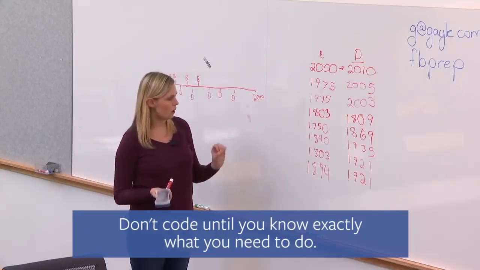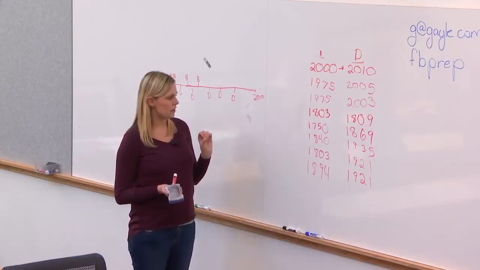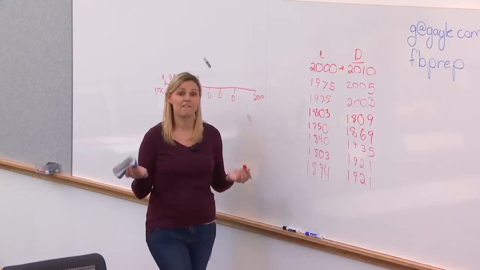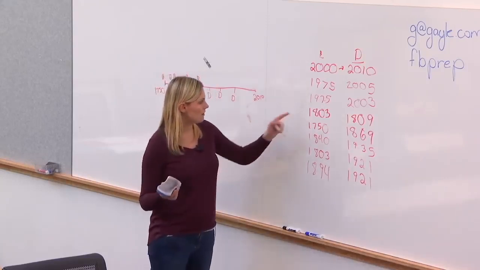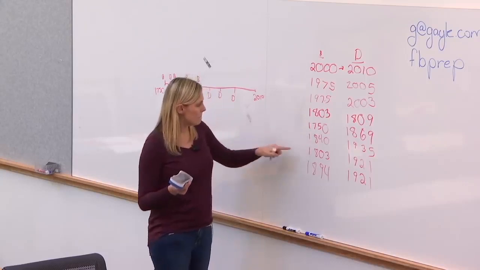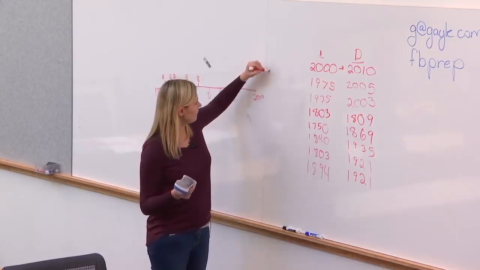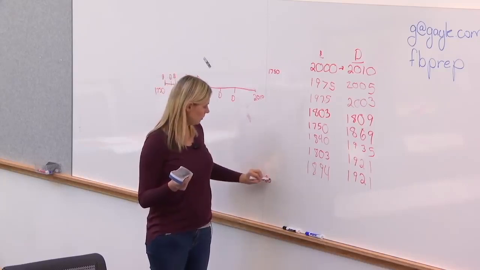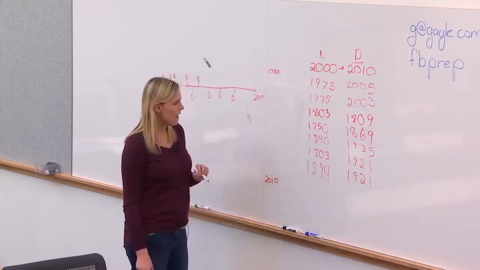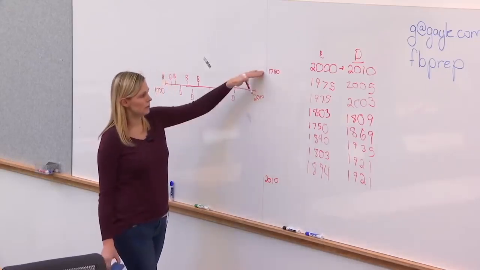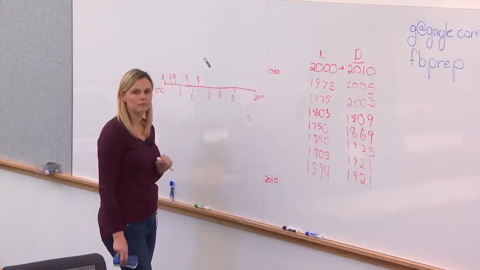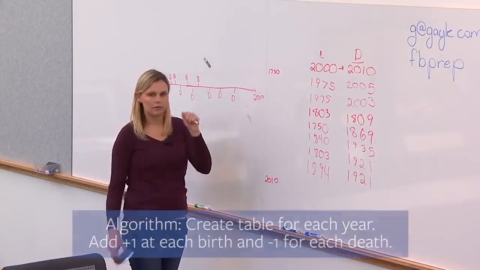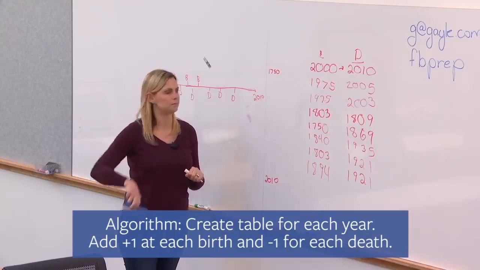Okay, so what my algorithm does is I need a table from the first birth year to the last death year. That means I'm going to need to actually find those years. So I'm going to need to find the min birth year, that's 1750. And the max death year is 2010. And then I'm going to have a table. This is going to be an array from 1750 to 2010, which is going to operate almost like a hash table. That's going to add a check mark when you increment and a check mark when you decrement.